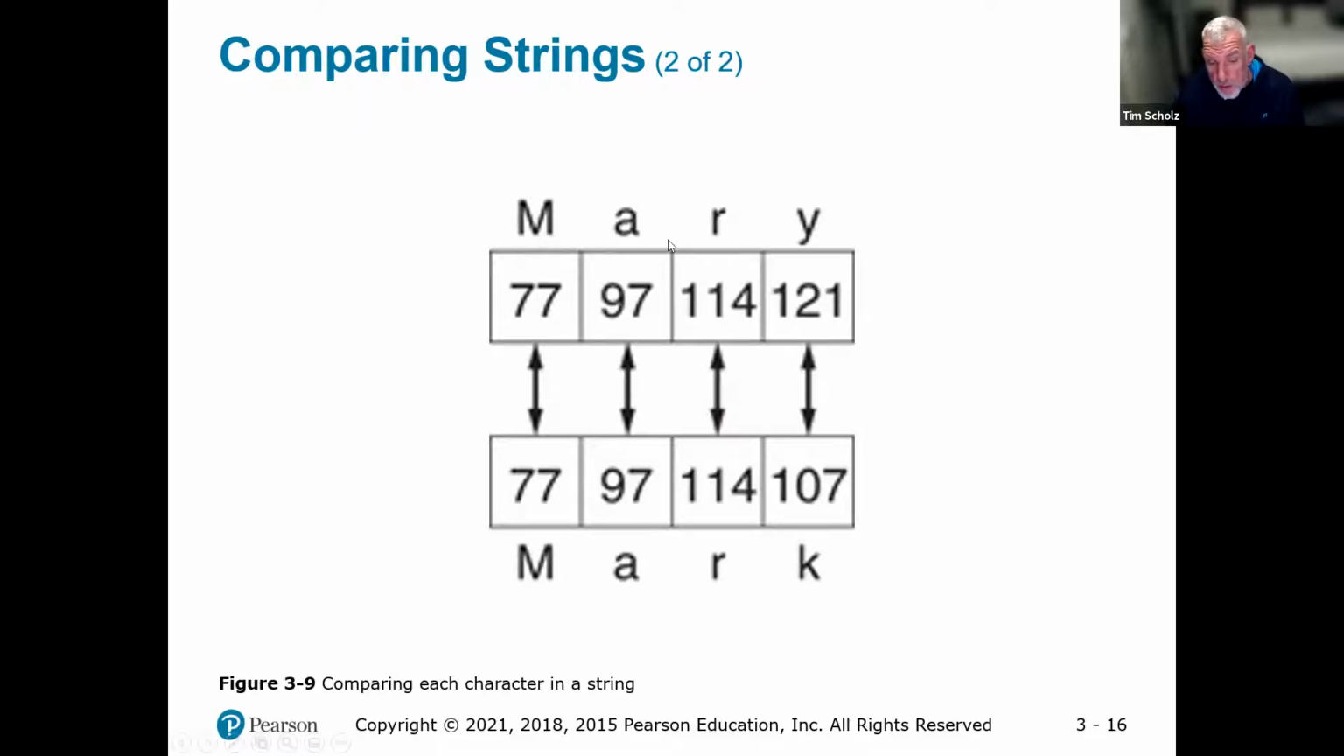So in this case, comparing Mary to Mark, if you did a greater than or less than in Python, Python would say Mary is greater than Mark. Why? Because when you come to the fourth character, the ASCII value for Y is greater than the ASCII value for K. That makes sense logically, because Y is further along in the alphabet than K. Y is the 25th letter of the alphabet, whereas K is lower down.